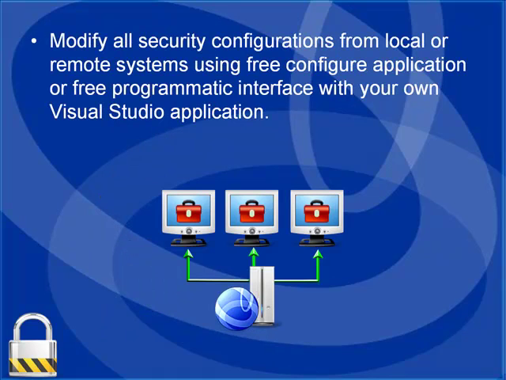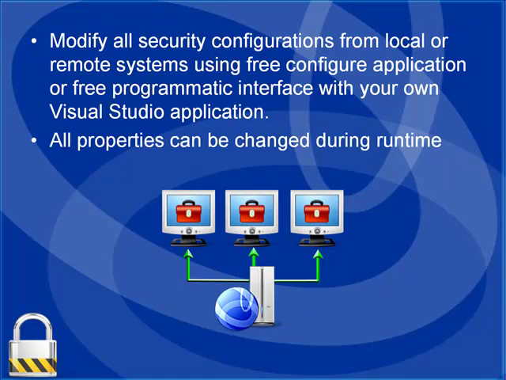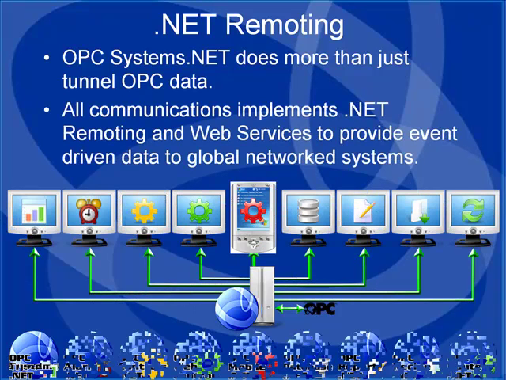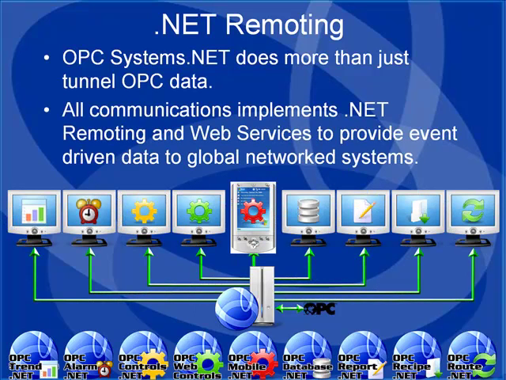We'll see how to change security groups and user information from your own Visual Studio application with the programmatic interface. All properties can be changed during runtime. The interface to change the security and user information implements .NET remoting, so you can do this over the internet. All features of opcsystems.net implement this.